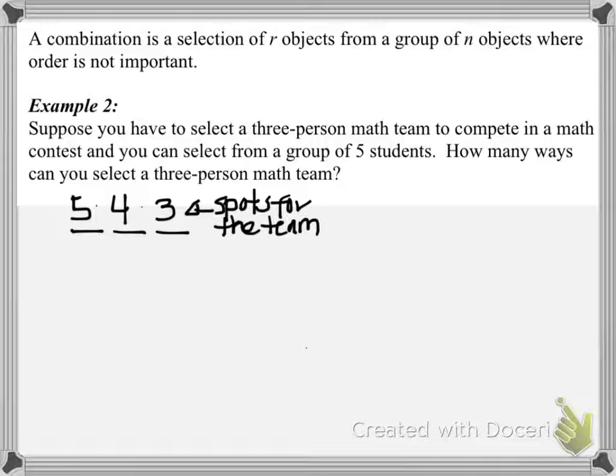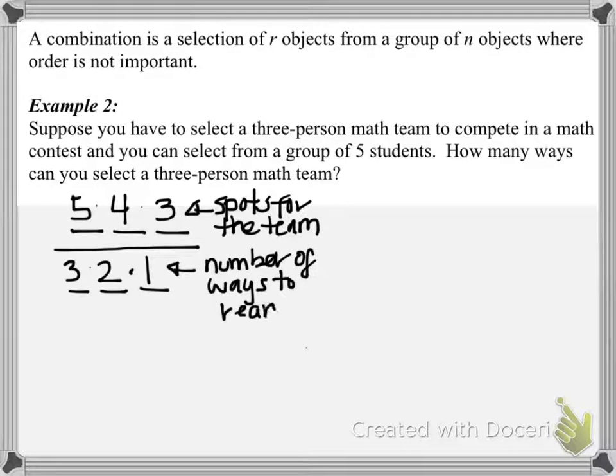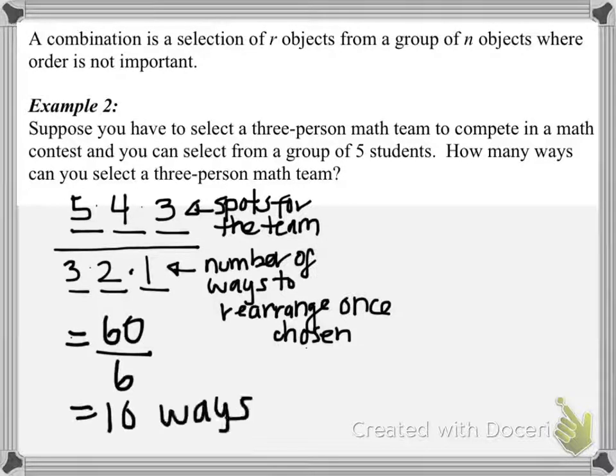But because we don't care about the order after we select them, we can rearrange them any way we want. The way we did the top part accounts for every single situation, as in permutation. So in combination, we divide out the number of ways that you can rearrange those spots once you've selected the 3 candidates. You have 3 of those candidates, then 2, then 1. This represents the number of ways you can rearrange once you've chosen the team. If you crunch the numbers, this comes out to be 10 ways.